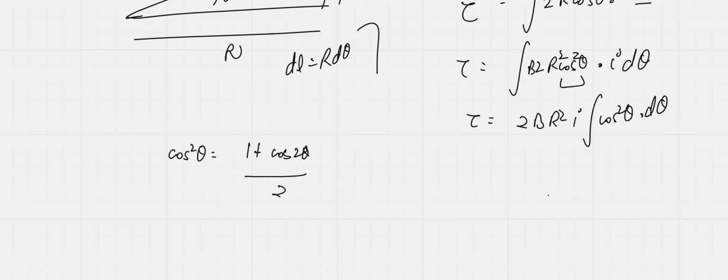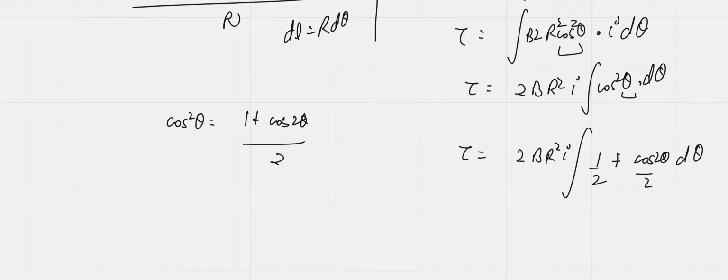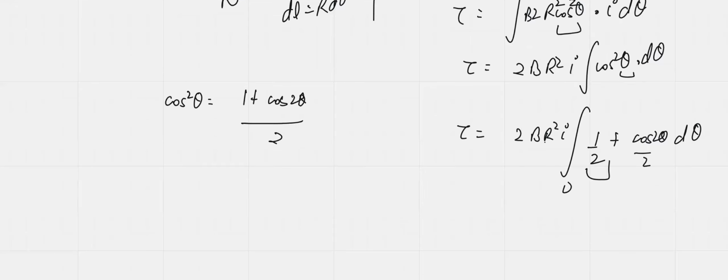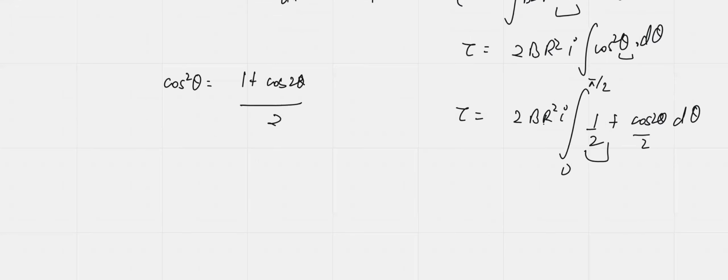But here if you see, I have theta, cos theta, right? So here I can actually go and put the value of theta. So this becomes 2B r square I in integration 1 by 2 plus cos 2 theta by 2 d theta. You know this is just a constant part, so it will go from where to where? 0 to pi by 2 it is going. 2B r square I, from where to where is it going? Pi by 2. Plus from here to here.